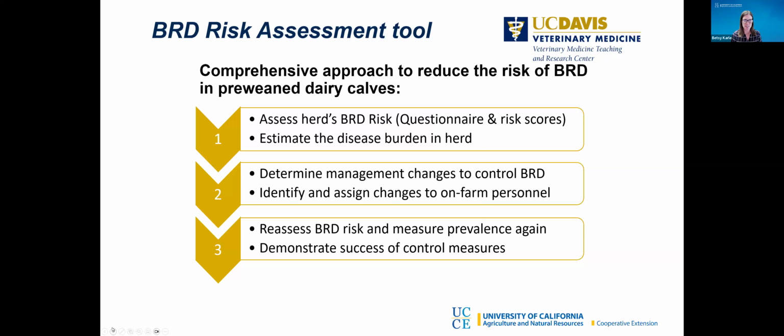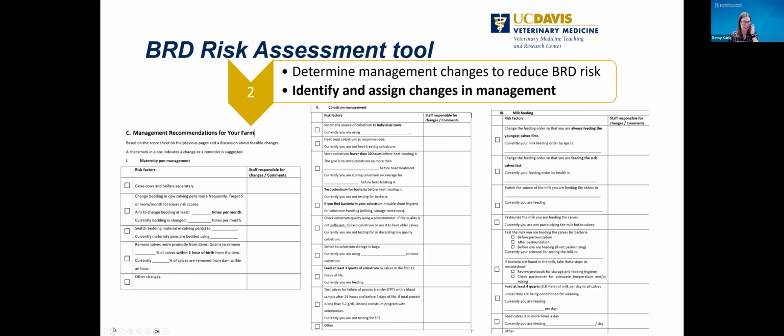I mentioned that Dr. Ali is going to talk about estimating the prevalence in a herd, but using the scoring system in the app, we do have a way to do that very easily. So that would be getting an idea of how many calves at any one time are being affected by respiratory disease. So the next steps are to implement management changes and then reassess and see if the control measures have made an impact on the prevalence of respiratory disease.